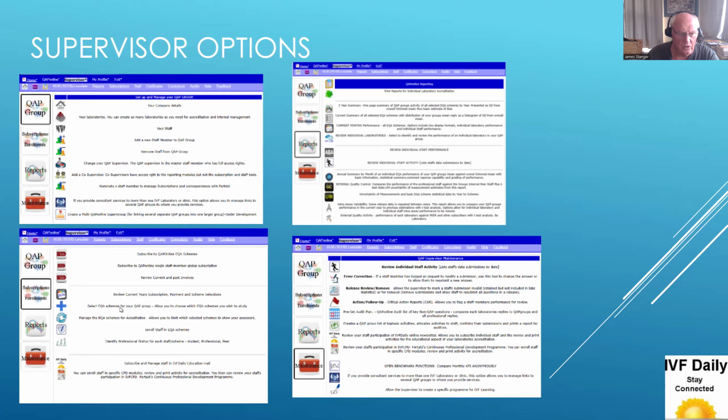You can then nominate which schemes of a subscription you want to use. You can then manage whether you want to be part of your reporting or not. And then you can enroll staff at different criteria. And there's also a third one, reporting, which is the heart and soul of QAP Online, where you can look at the individual reporting of your staff, both summaries, monthly or yearly summaries, individual staff, and a few other things.